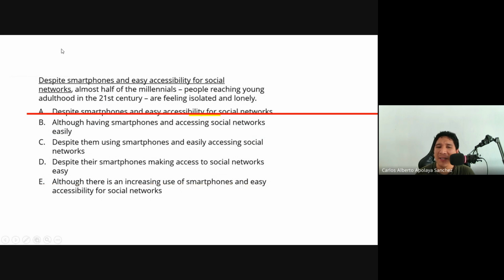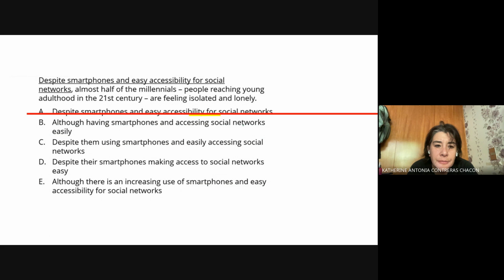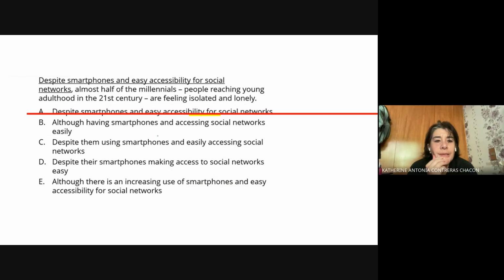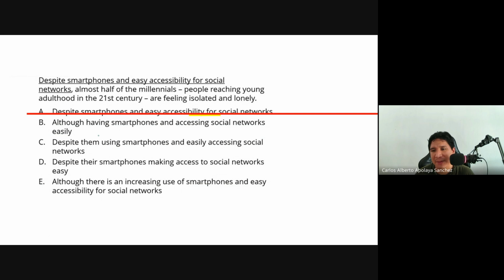Well, before I drop this part, although having a smartphone, is that correct for you? Although goes with subject and verb. This is incorrect because we can never use the gerund after although. Yeah, but we have here them using smartphones, they're using their smartphones.